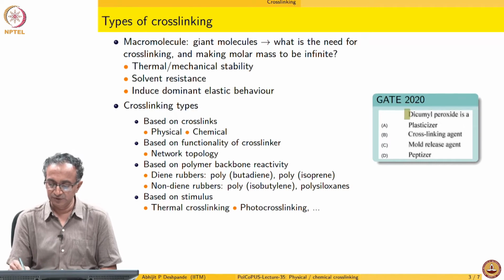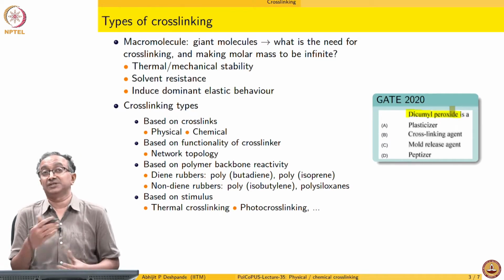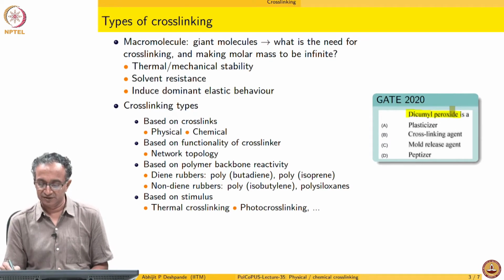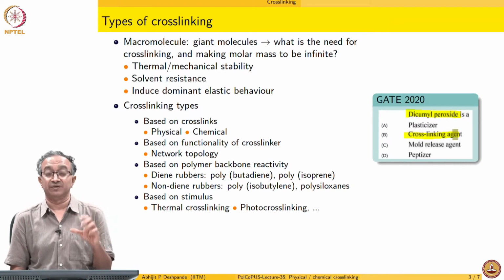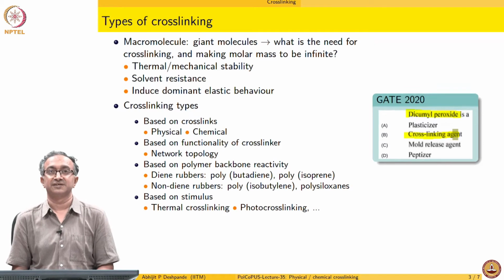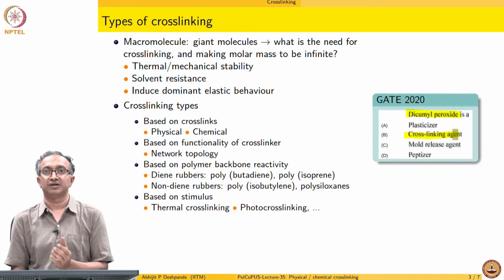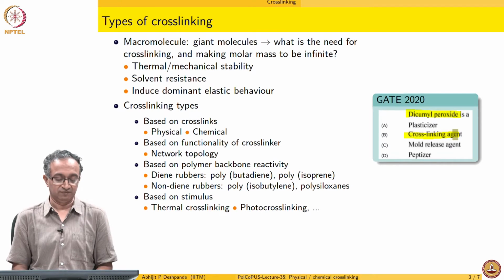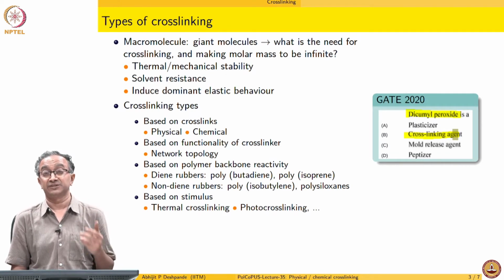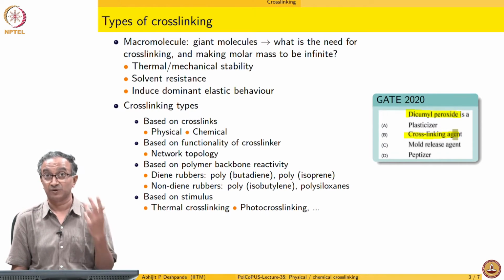And just to look at this question, clearly since I'm discussing it on this slide, dicumyl peroxide is a cross-linking agent, but you can think of which of these classifications it belongs to. Is it a physical or chemical cross-link that dicumyl peroxide will form? Is it a trifunctional, tetrafunctional, difunctional? What kind of cross-linker is it?